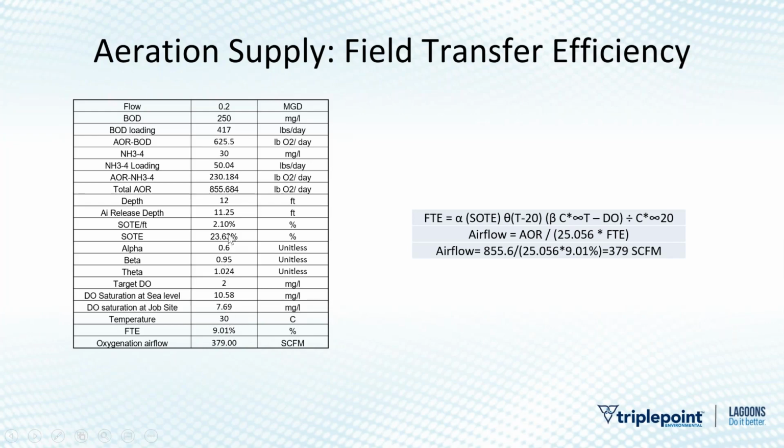When you run these variables through the field transfer efficiency calculation, you come up with a field transfer efficiency of 9%. So with the standard numbers, we're throwing in 23 or 24% oxygen. This is what you'd expect in clean water at sea level. But when you take it to the field conditions, you apply all the derating factors in dirty water, we're transferring about 9 or 10% of the oxygen to that water. And from that number, we can find out that in order to do that, we need to put in 379 SCFM, or standard cubic feet per minute of air, to accomplish the AOR that we want of 855.